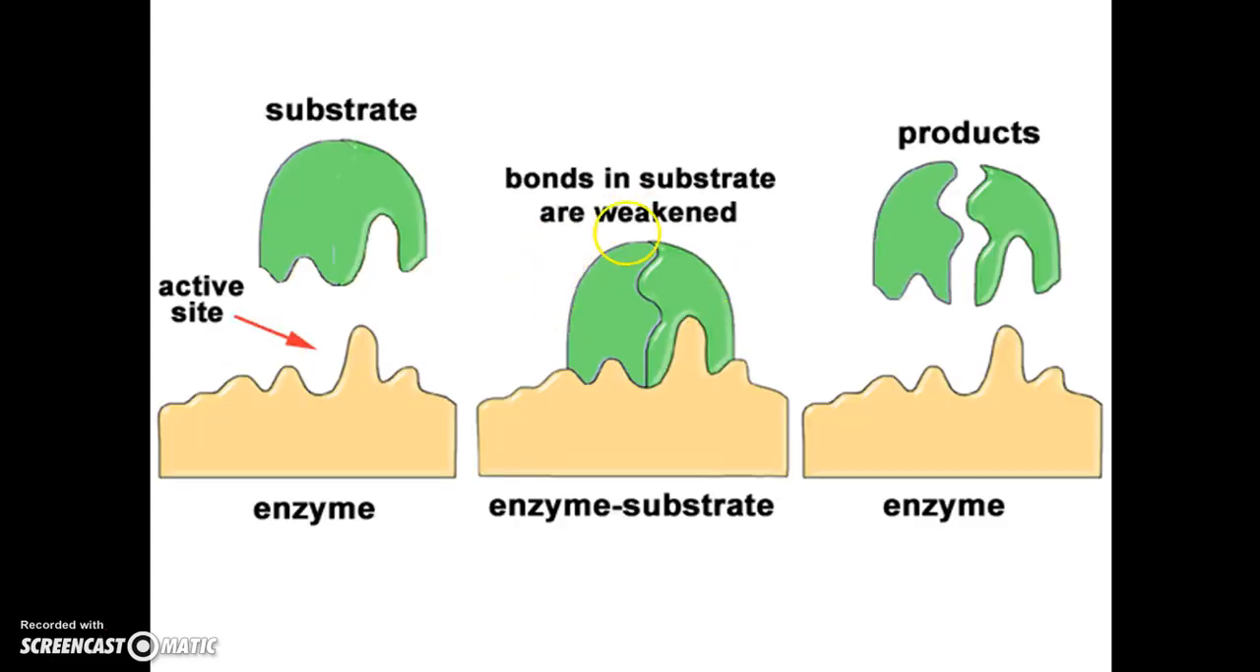Here we go once again. We have the enzyme. We have a uniquely shaped active site. We have a substrate who has a portion of the molecule that fits perfectly into that active site. This is the enzyme substrate complex. The bonds here are weakened slightly. This is broken into two different products. Now the enzyme goes back to its original shape so it can be used again.